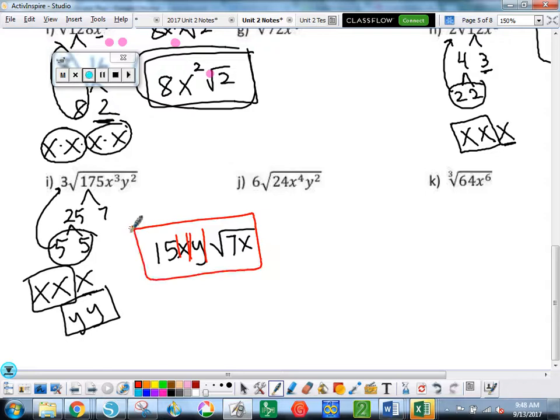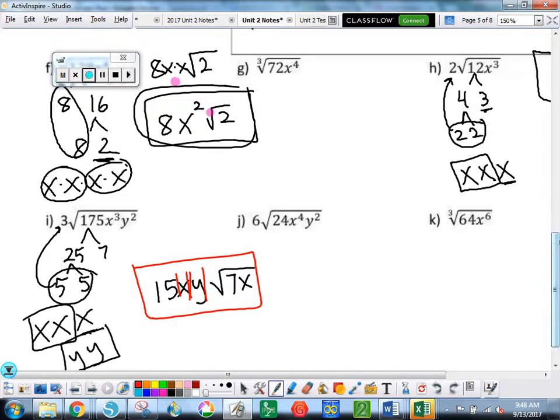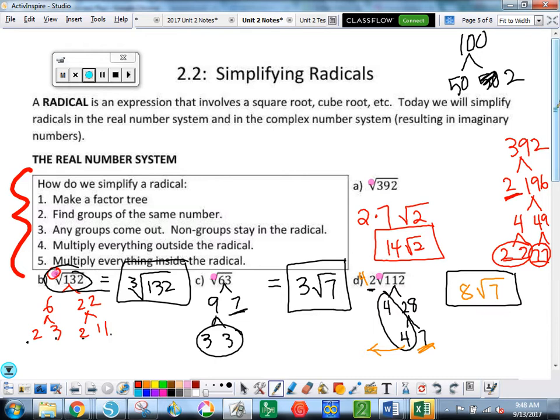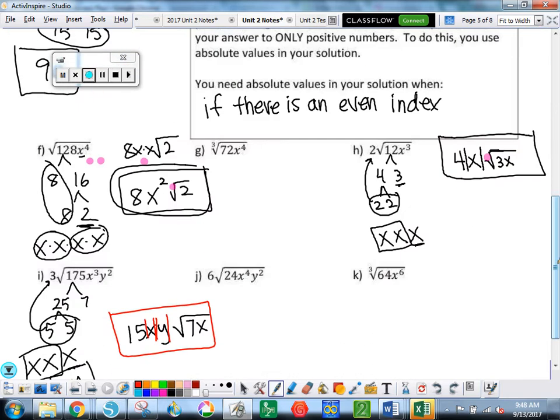So what do these have in common? Let me go back to my full. What do these have in common? They both needed absolute values that this one doesn't have in common.